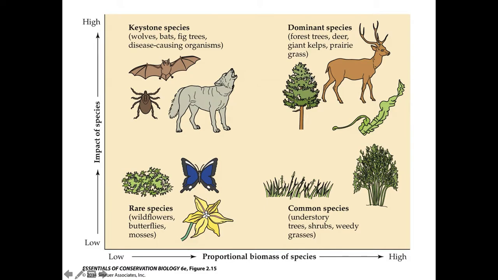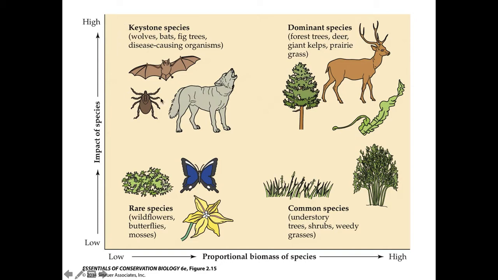So we're just talking about dominant species. These are species that have a lot of biomass and a lot of impact on the ecosystem. So these are things like trees in a forest. They're dominant. There's a lot of biomass of trees in a forest, and they also are really important to the ecosystem. Other things are like deer, kelp, prairie grasses can be dominant species.